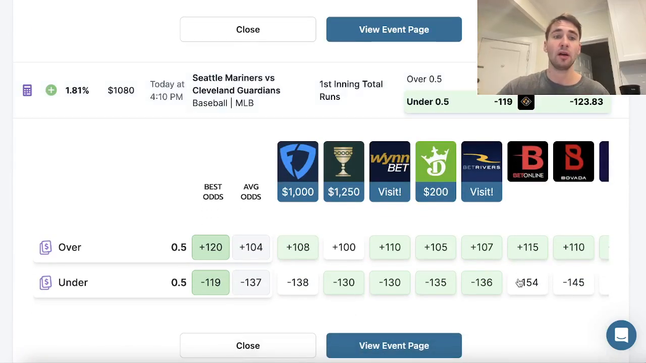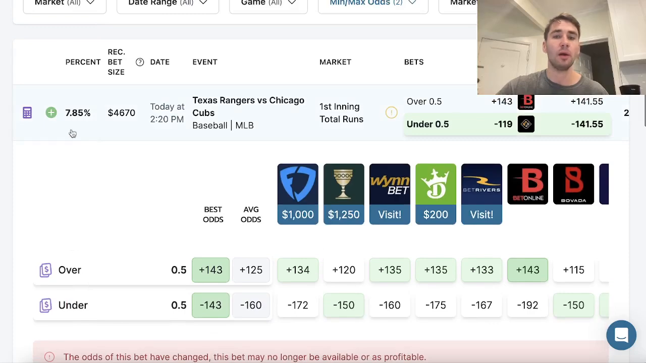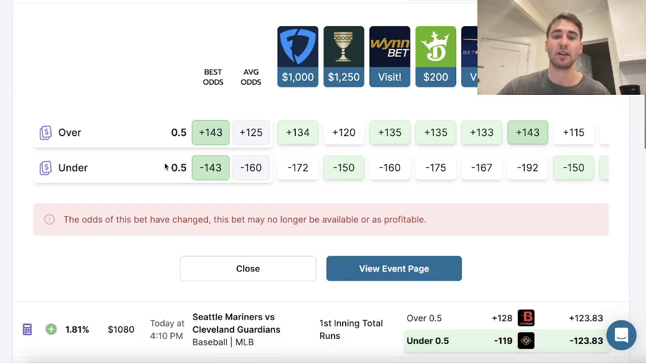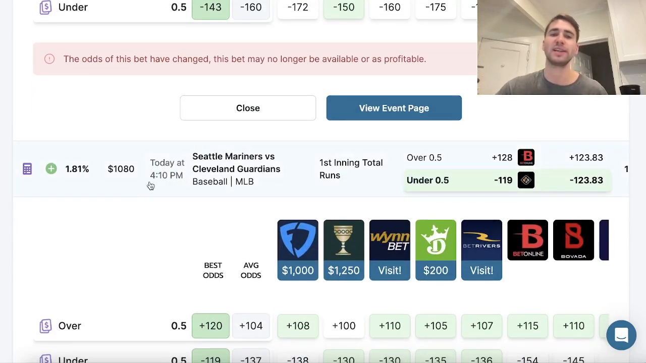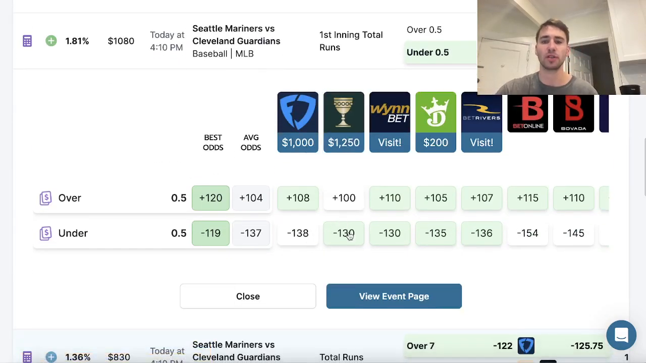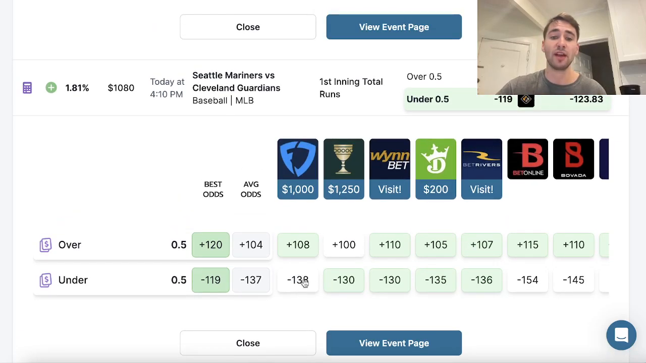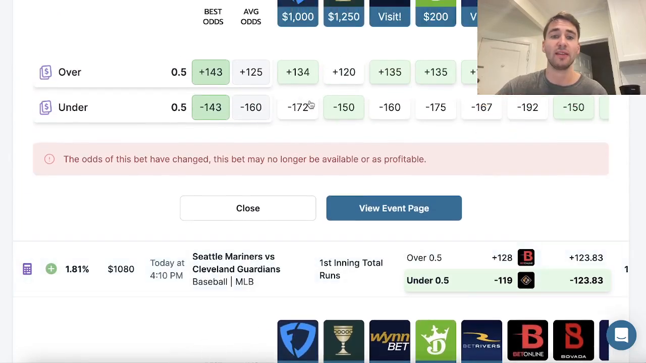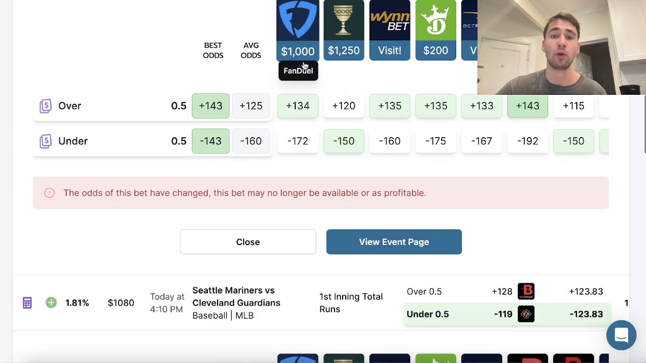Same thing here. Of course, the profit margin is lower, but again, you will probably never be able to get all your plays to have an 8% profit margin in a 5 flex. That's a little unreasonable. So you're going to have some plays that are 1%, 2% profit margin, right? Just like you can see here. But the same concept applies. Here, all sportsbooks have the under, the NRFI, heavily favored. You can see FanDuel here, they're only minus 138. They're not minus 172 like they were on the first one.